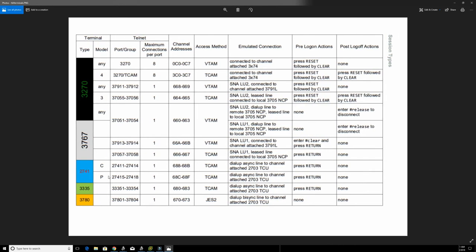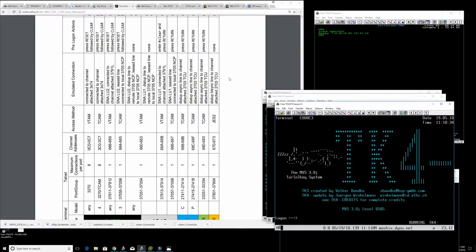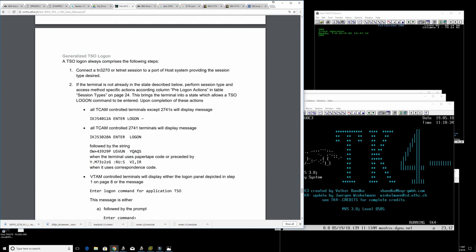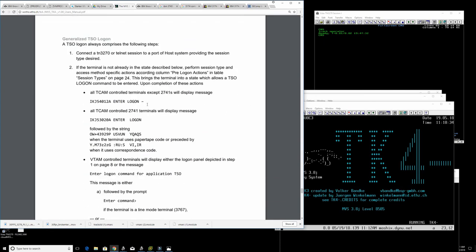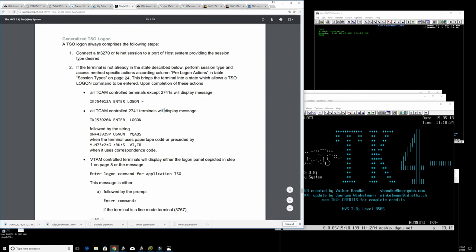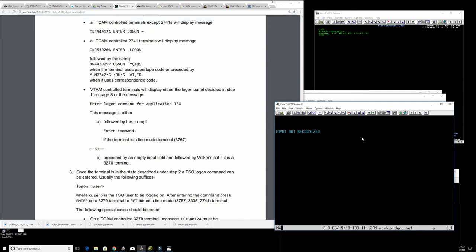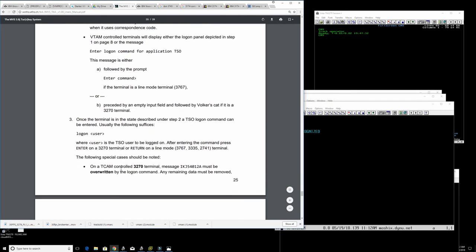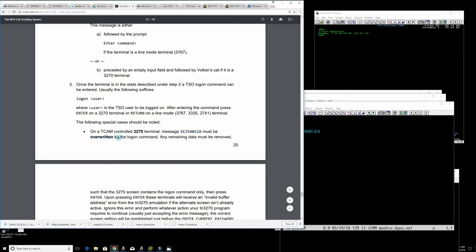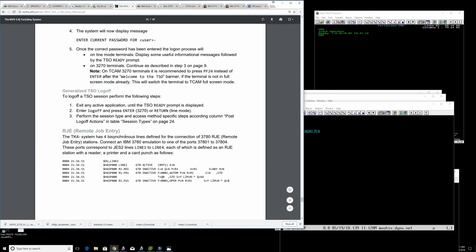So go read your TK4 manual, because all this is specified there. And this is the table, that's where I took it from. And you can also see from the terminal what kind of controller you're connected to, because of the response from TSO. TSO, of course, is aware what you're connecting through. So we can see here that VTEM responds differently. IKJ must be overwritten by the login command. So you need to read this section.